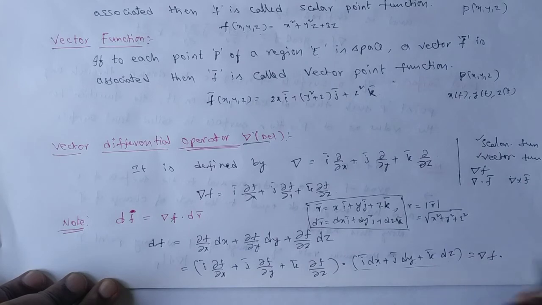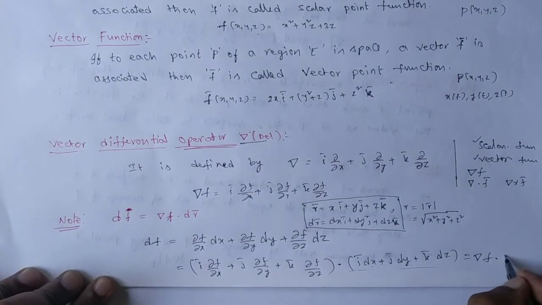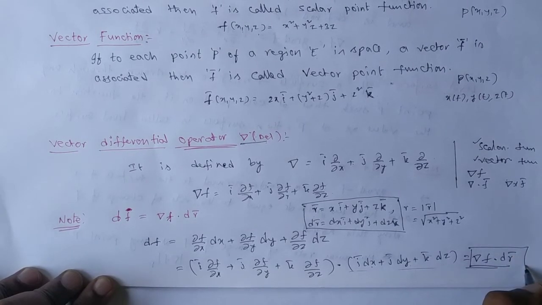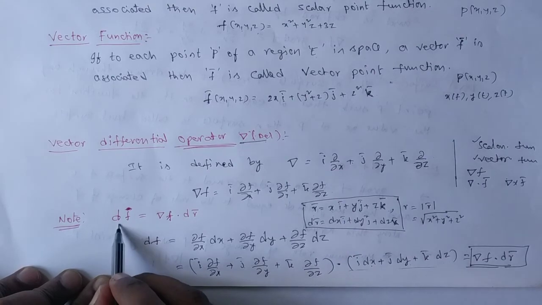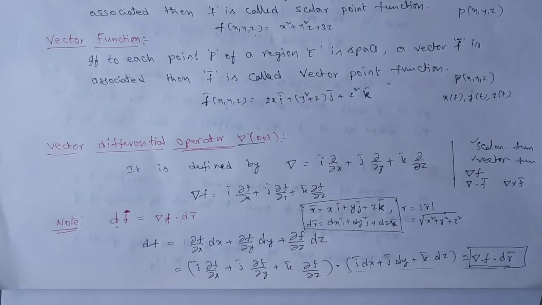So I just replace this i bar dx plus j bar dy plus k bar dz as dr bar. So this is one note you have to remember for this one. So df can also be written as del f dot dr bar. Now, why I am writing this, we can understand in the next step.